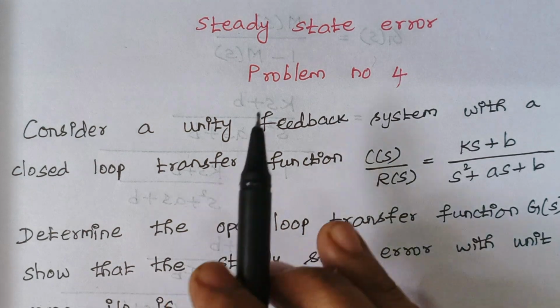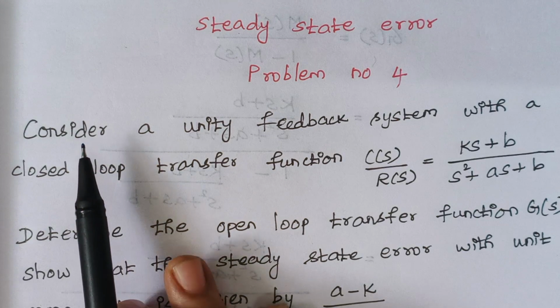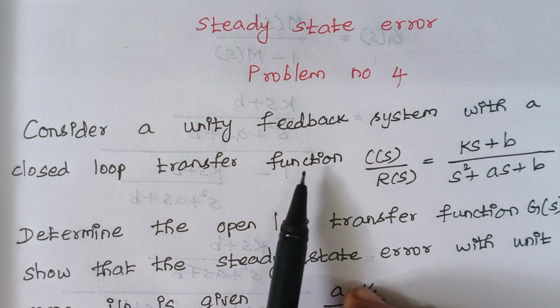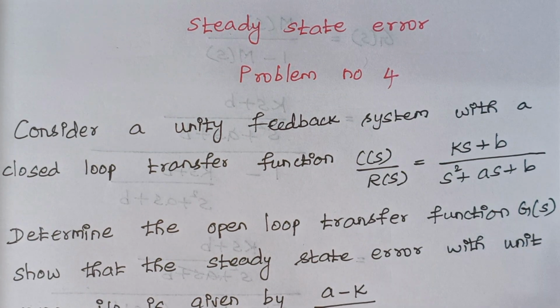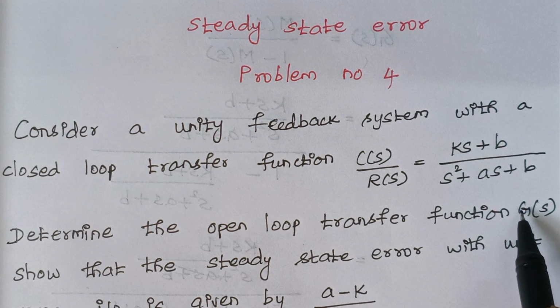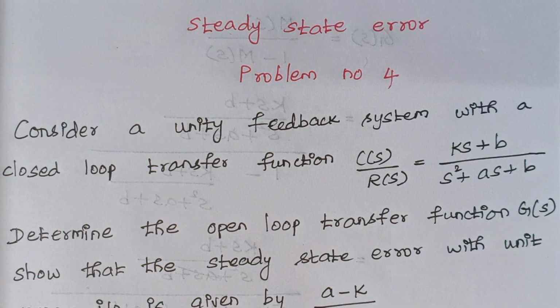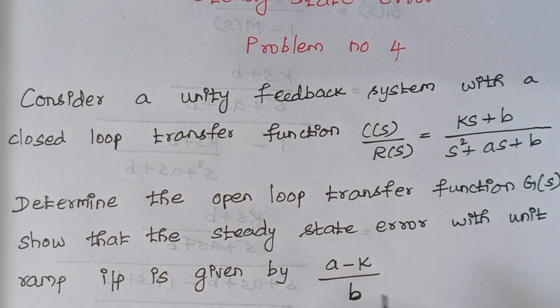Today we are going to solve problem number 4 under the category steady state error. The problem is: consider a unity feedback system with the closed loop transfer function. The closed loop transfer function is given. Determine the open loop transfer function G(s). We have to find the open loop transfer function from the given closed loop transfer function. Also, show that the steady state error with the unit ramp input is given by (A minus K) by B. So the first thing is we have to find G(s).